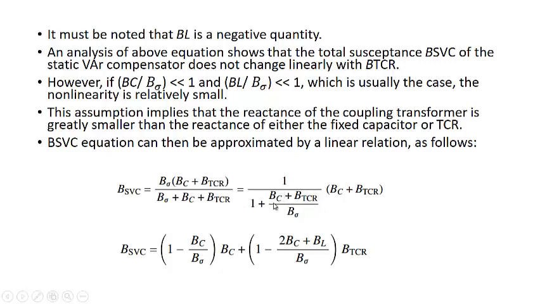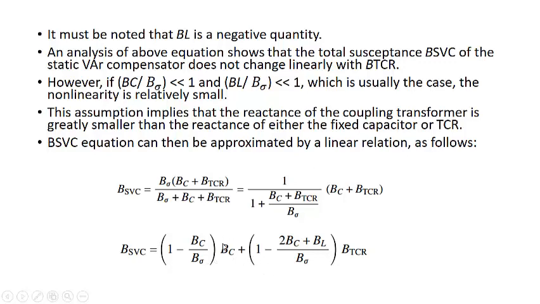The whole term to the numerator will be equal to 1 plus (BC plus BTCR) raised to power minus 1. When I open it by using the binomial theorem, it will be equal to 1 minus (BC plus BTCR) by B sigma into (BC plus BTCR). It will definitely have higher order terms, since B sigma is greater than these two terms, but you will see that the square term will be neglected. So the total term will be 1 minus (BC plus BTCR) divided by B sigma into (BC plus BTCR). When you open it up, it will be equal to 1 plus BC by B sigma into BC plus 1 minus twice (BC plus BL) divided by B sigma into BCR. This will be the linear relation.